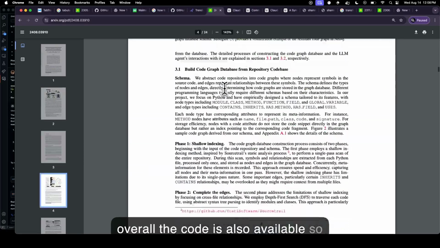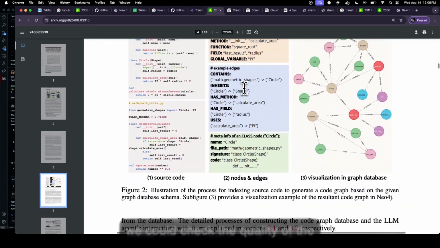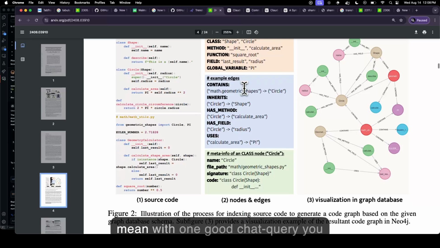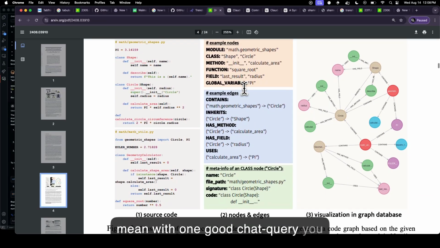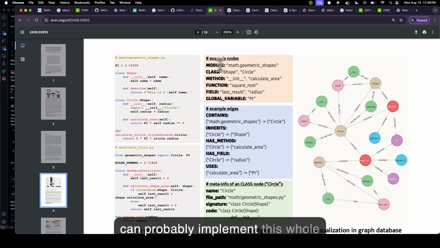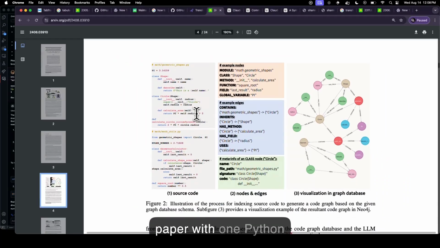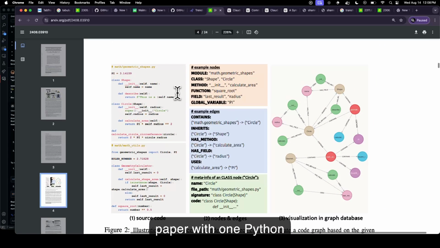The code is also available, so we could check the quality of the code. But this looks very simple. I mean, with one good ChatGPT query, you can probably implement this whole paper with one Python file.